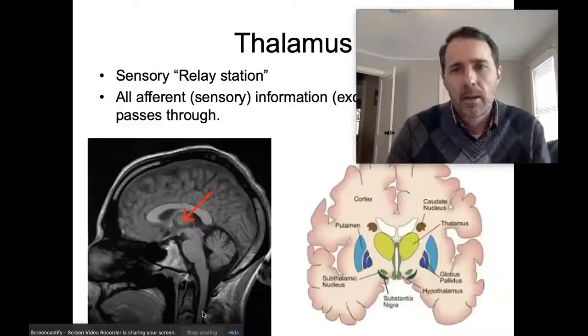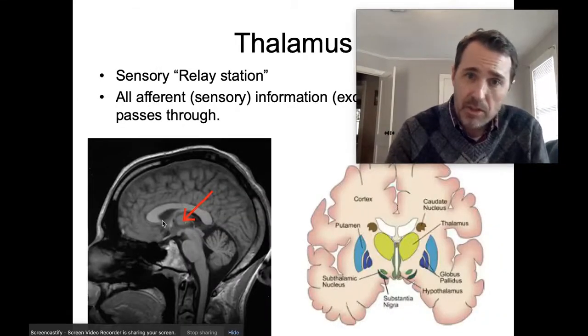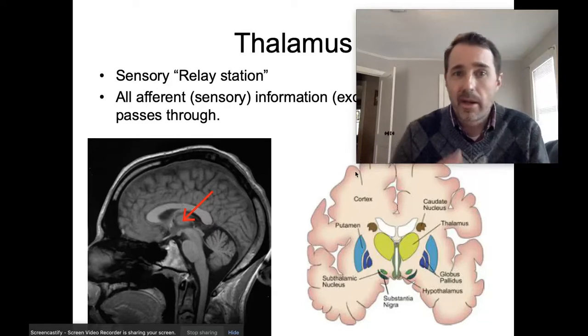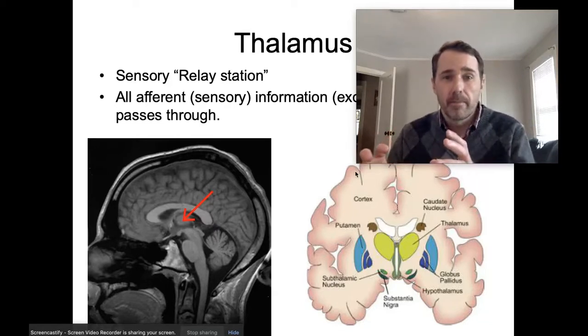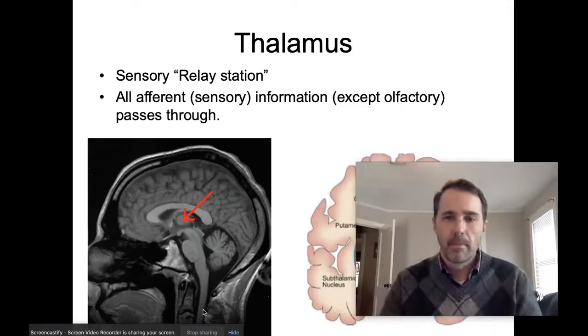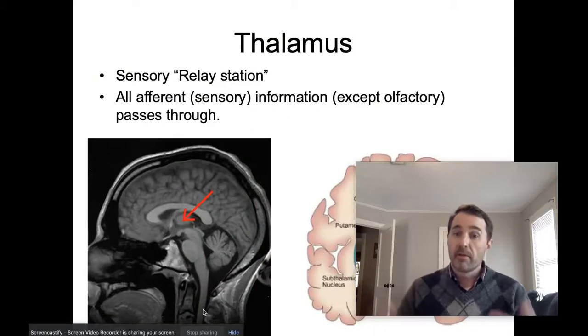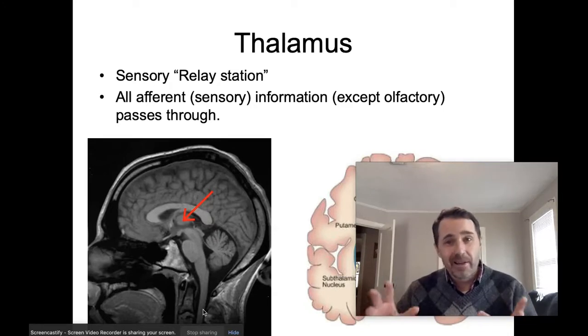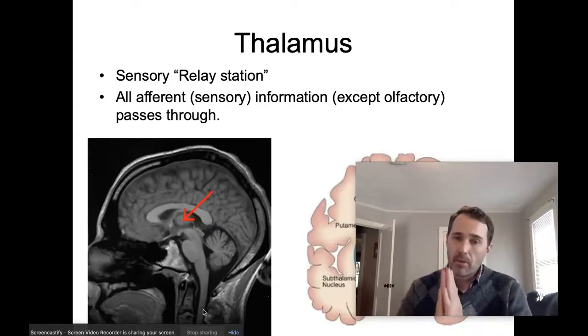At the top of the brainstem is a structure that is known as the thalamus. The thalamus is known as the relay station for sensory information coming into the brain. So all this sensory information coming from your eyes, coming from your ears, coming from your skin and your bones, all that sensory information, all the wires carrying that sensory information are going to pass up through the thalamus.